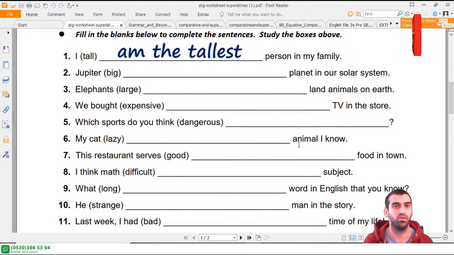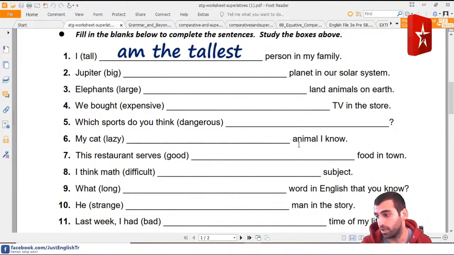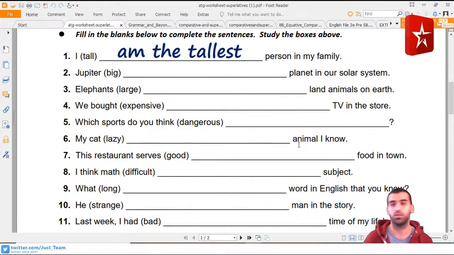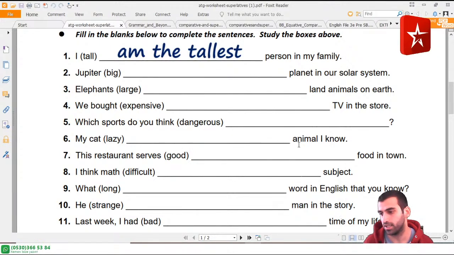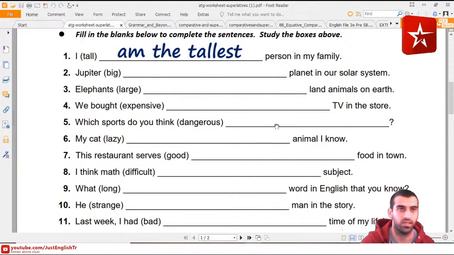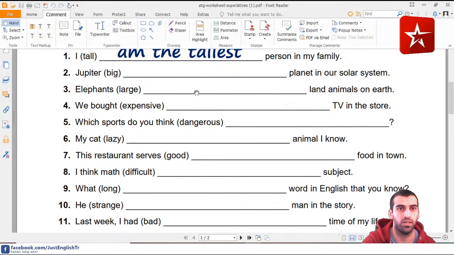So can you help me to do this exercise? I'm waiting for your comments on these questions. Sıla has already written her answer. Sıla says the correct answer for number 2 is the biggest. Yes, Sıla, congratulations, it's correct. Thank you so much for your answers. Let me wait for other comments in order to check whether they are correct or not. Yes, Kadir, Münevver, Minel, Şeyma, and Halil Özan say is the biggest. Yes, is the biggest is the correct answer for number 2.